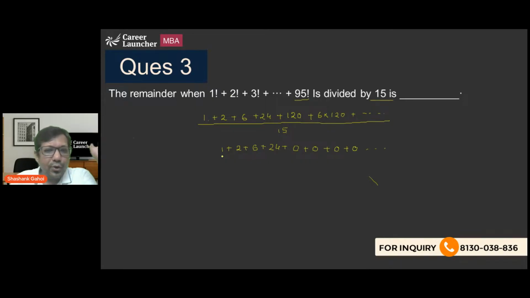So what is the overall remainder we are getting? That is 9 plus 6, 15, 15 plus 3 is 18. So overall remainder comes out to be 18. But 18 is greater than 15, so I need to further divide 18 by 15. And in that case, my remainder comes out to be 3. So the answer of this question is going to be 3. And that's how we can get the answer easily.